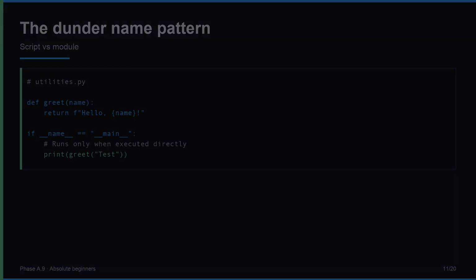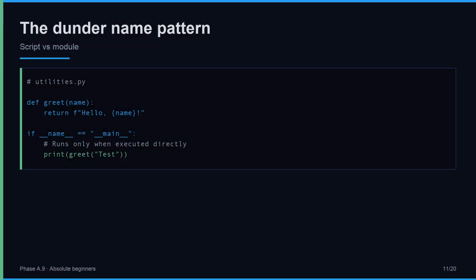Pick what you need. Recall the dunder name pattern from the previous lesson. When you run a file directly, dunder name equals dunder main, and the block under if name equals main runs. When the file is imported, dunder name equals the module name, and that block does not run. This means the same file can be both a script you run for a quick check, and a clean module other files import. Put demo code and manual tests under the if block.